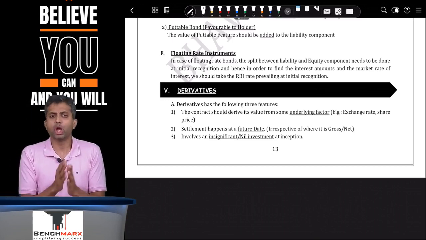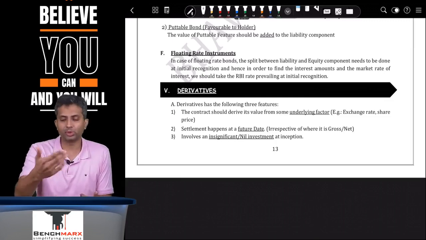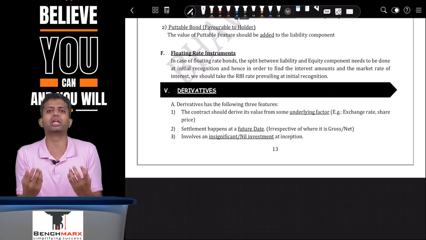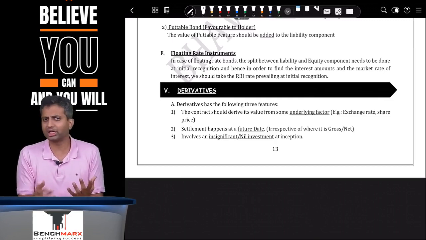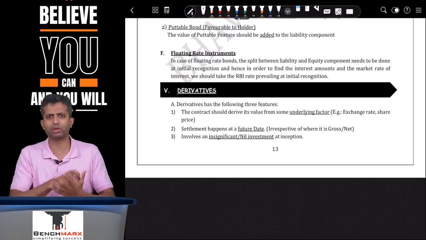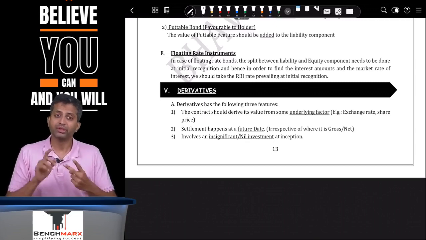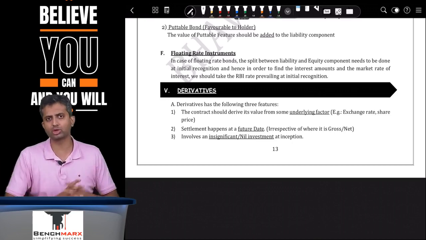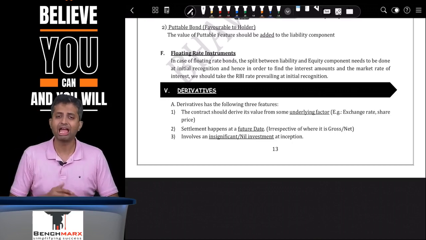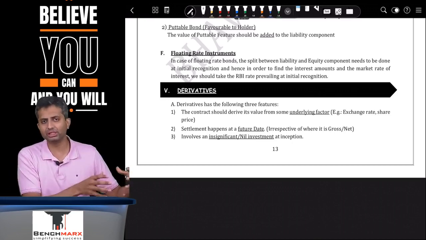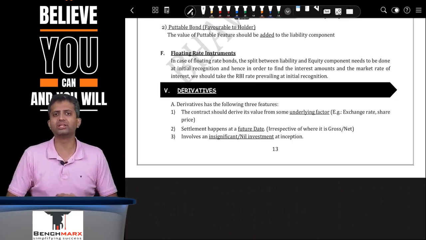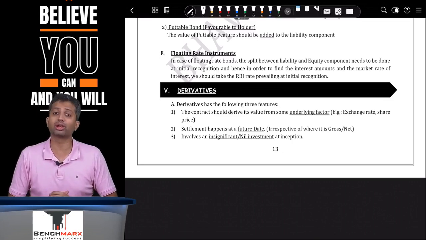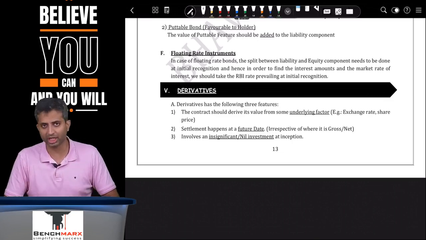What is a derivative? Well, a derivative is something which derives value. It does not have its own value. So a forward contract, option contract, futures contract, etc., they derive value from an underlying. The underlying can be a currency, can be a share, can be a bond, can be anything. Second, the settlement for a derivative happens at a future date. It does not spot settle, it happens at a future date. And lastly, the amount to be paid initially is either nil or insignificant, as the case may be. If all the three features are met, then a particular item is considered to be a derivative.